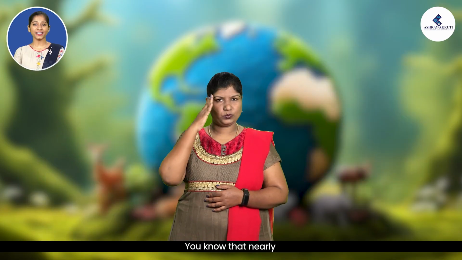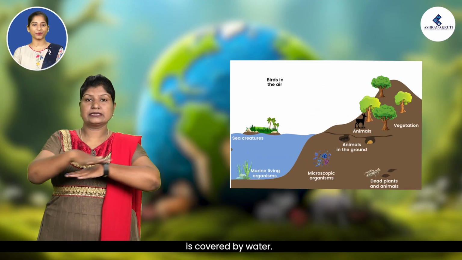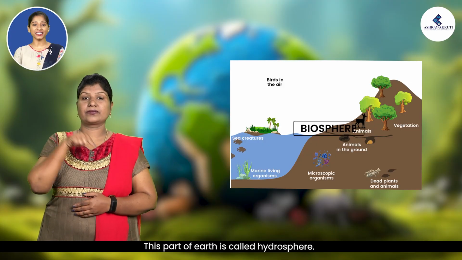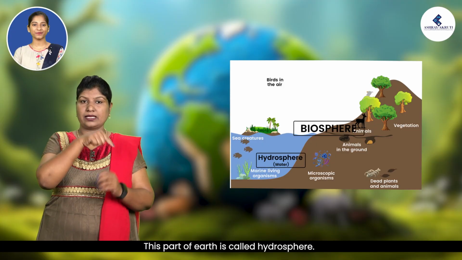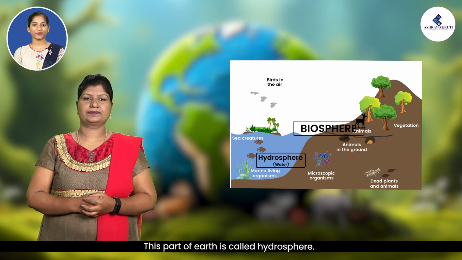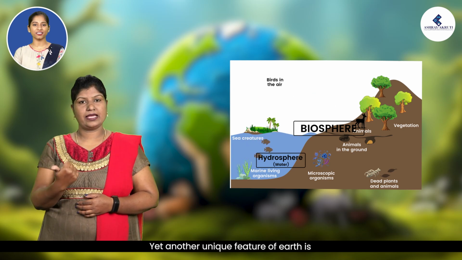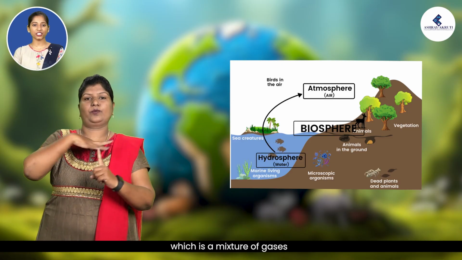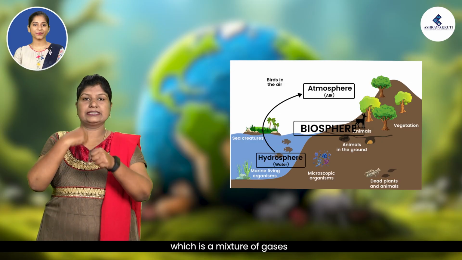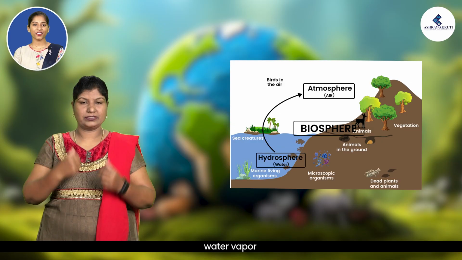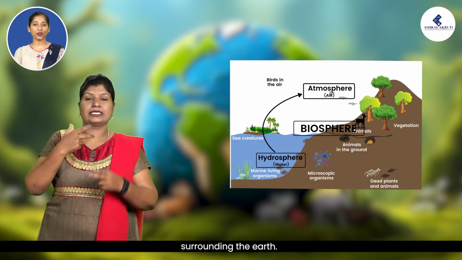You know that nearly 71% of Earth's surface is covered by water. This part of Earth is called hydrosphere. Yet another unique feature of Earth is its atmosphere, which is a mixture of gases, water vapor, and fine dust surrounding the Earth.